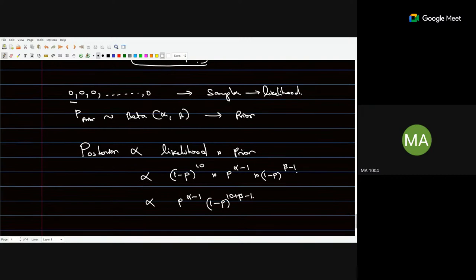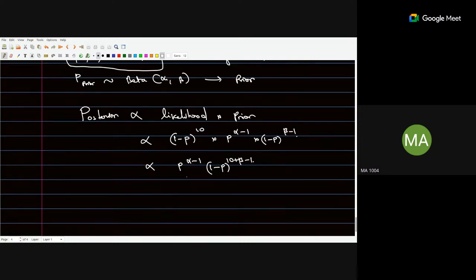See, how I computed the likelihood: all of them are not defective. So for being not defective, the probability is 1 minus p. All the 10 items to be non-defective is 1 minus p into 1 minus p into 1 minus p, and so on 10 times. So I'll get this 1 minus p whole power 10. So again, I have observed that my posterior is directly proportional to some p power something and 1 minus p power something. So which distribution does my posterior follow? Beta. So again the posterior will follow beta.